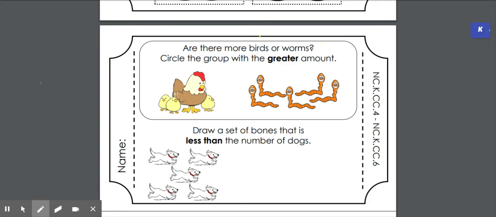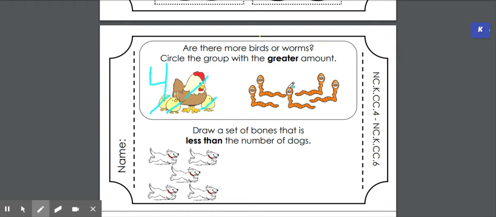Now, don't just count these baby chicks. The mama is a bird too. Okay, so here we go. 1, 2, 3, 4. How many birds? 4. Remember, Miss Ingram likes to write her number. That helps me. It's a good way to remember how many you counted.